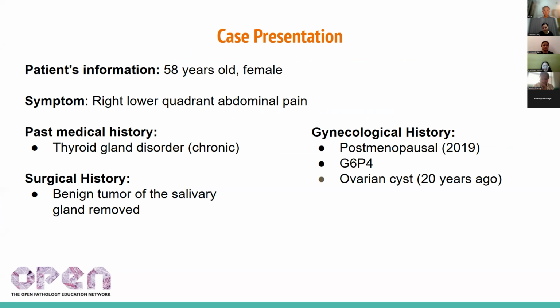About our case, we admitted a 58-year-old female patient who has right lower quadrant abdominal pain. About her past medical history, she had a thyroid gland disorder and also a benign tumor of the salivary gland, which was removed. About her gynecological history, she was postmenopausal since 2019 and G6P4. Also, she was diagnosed with an ovarian cyst about 20 years ago.